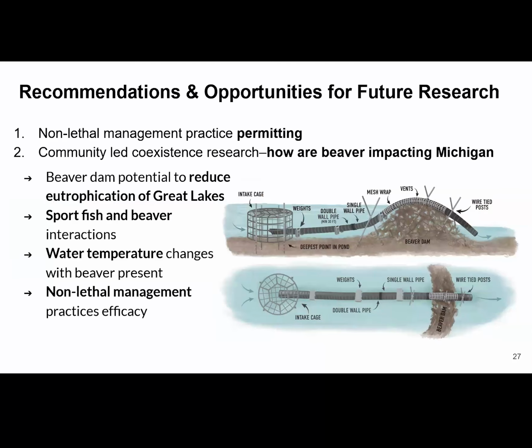So where do we go from here? Our project identified some areas of future research and opportunities for Michigan to improve. There are many, but these are the ones that we want to highlight for you today. The first one is what Mel mentioned. We need a policy pathway for these coexistence devices.